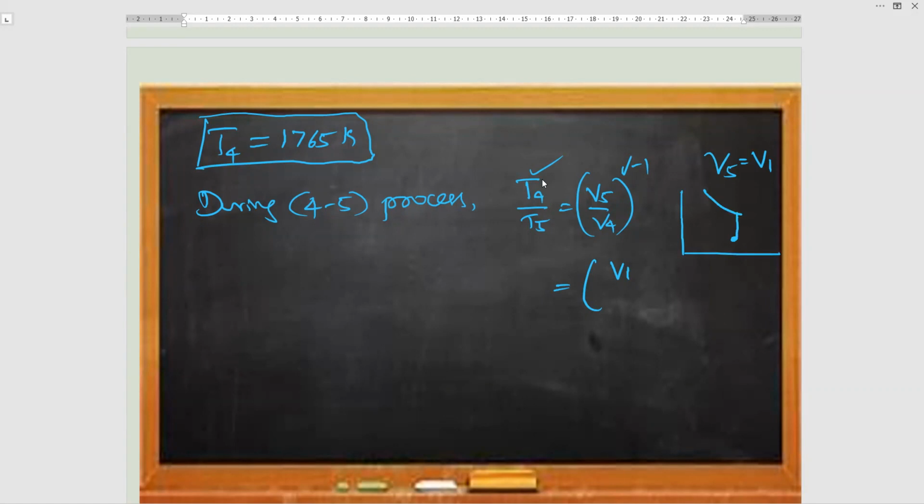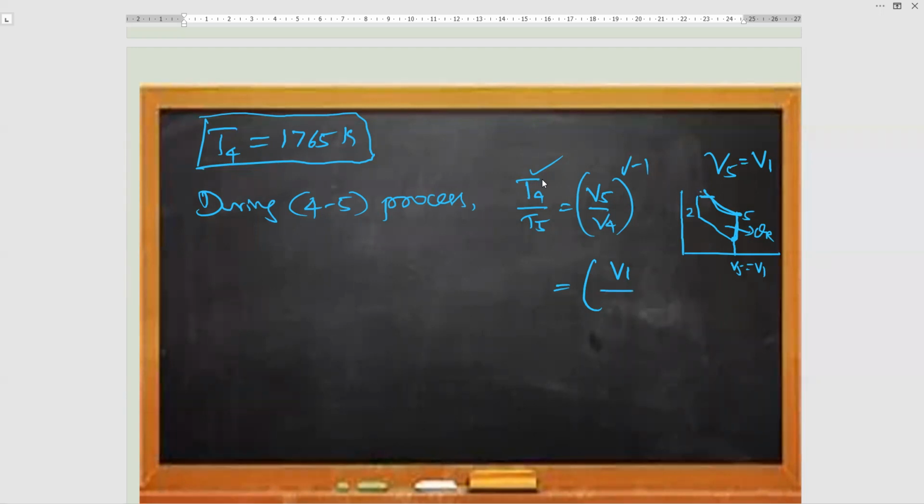So this is point 1, 1 to 2, 2 to 3, 3 to 4, 4 to 5. So here V5 is equal to V1 because it is constant volume heat rejection. So I will write V1. Now V4 we don't know.